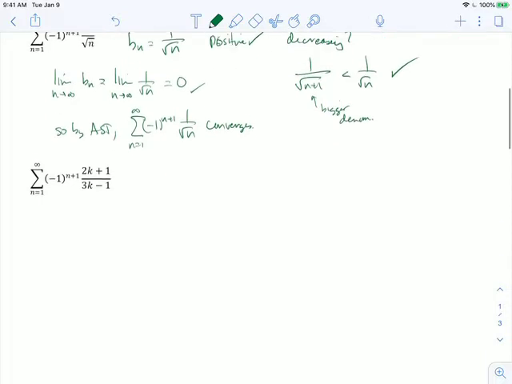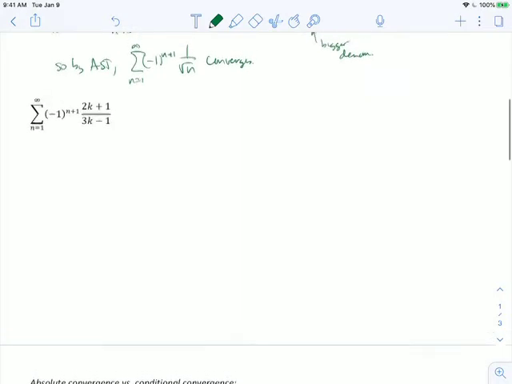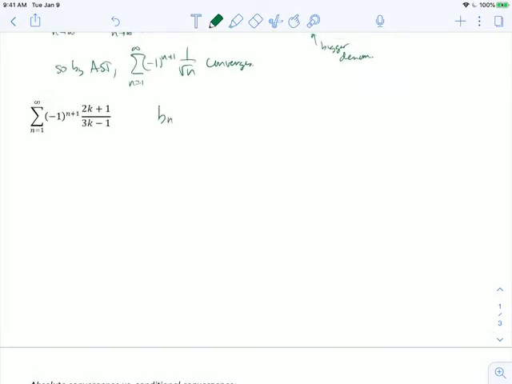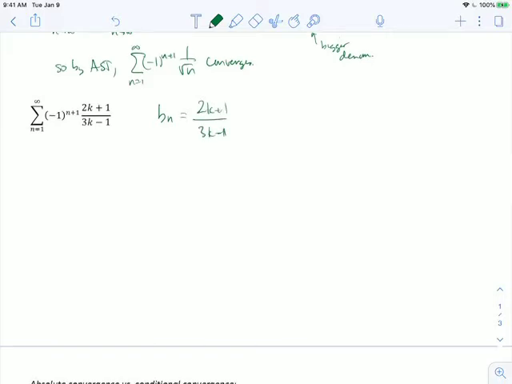But let's talk about a case where the alternating series test doesn't actually apply. Here, b sub n is 2n plus 1 over 3n minus 1. Now, I could go through the steps to show you that b sub n is a decreasing sequence, but I'm going to step over that and take a look at the limit as n goes to infinity of b sub n. Okay, this time I've got polynomial over polynomial. The degree of the numerator is equal to the degree of the denominator, and so we know that this limit is going to be 2/3.